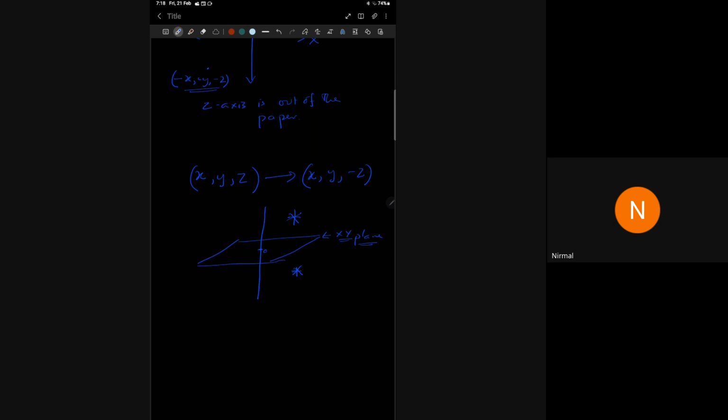But in case of inversion, what will happen? Instead of going from xyz to xy minus z, it will go from x, y, z to minus x, minus y, and minus z. So through the center, it will go to the opposite side, somewhere here. Is it clear now? Yes, sir.